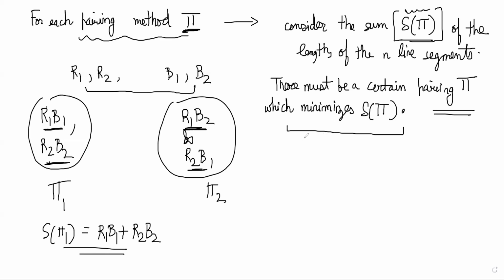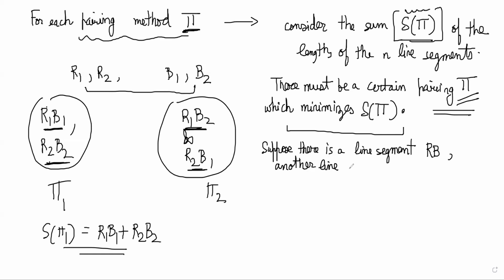Great. So suppose this minimum pairing has a line segment RB and another line segment R dash B dash in pi, such that RB and R dash B dash intersect.